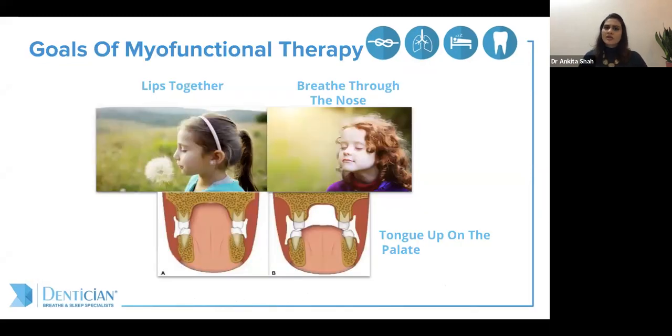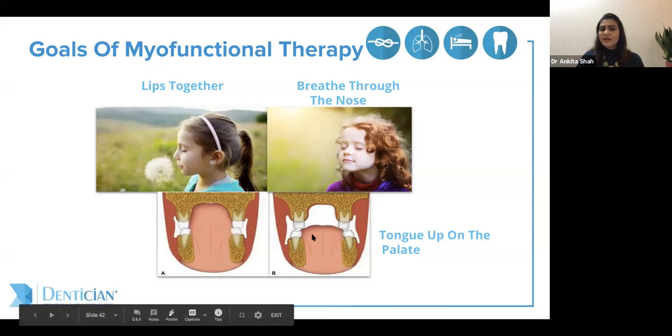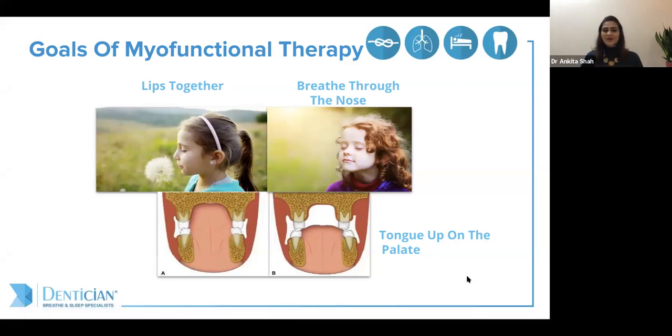So what are the goals of myofunctional therapy? It's pretty simple. The lips have to be together, you have to breathe through your nose, and the tongue has to be high up on the palate like this. It cannot be resting low. So we are now at a problem solving game. What is preventing the child from keeping their lips together? What is preventing them from breathing through the nose? What is preventing them to bring the tongue high up on the palate?